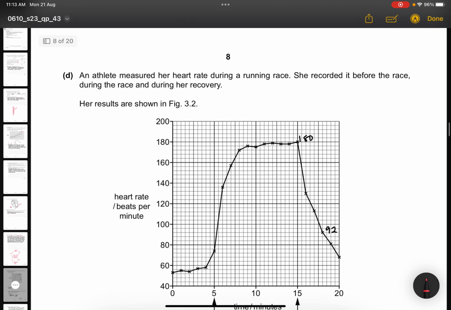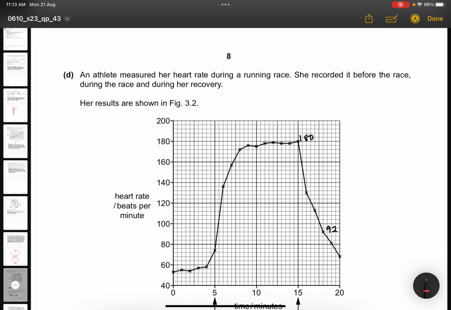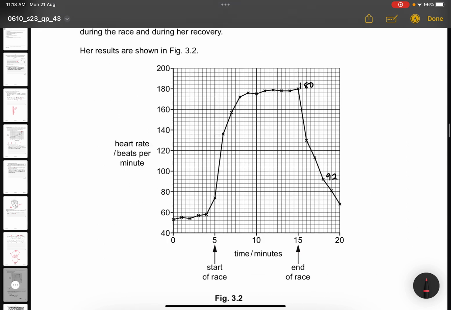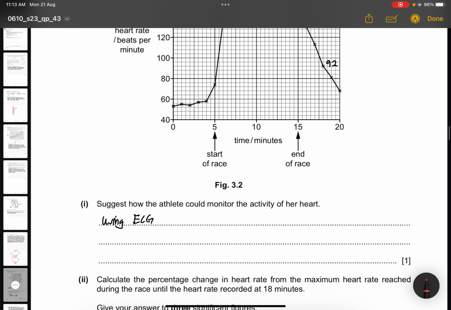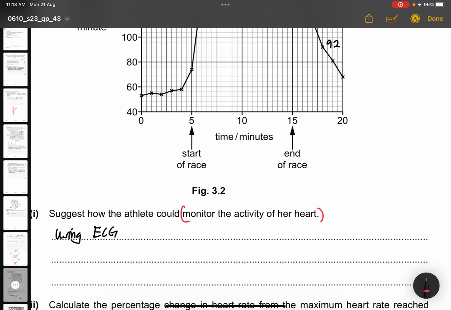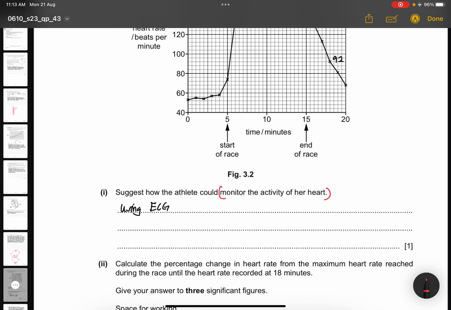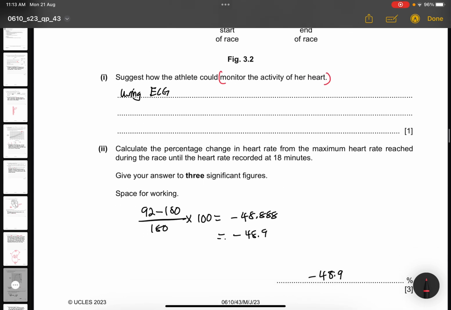Alright, part D. An athlete measured her heart rate during a running race. She recorded it before the race, during the race, and during her recovery. Her results are shown in figure 3.2. Part 1, suggest how the athlete could monitor the activity of the heart. There are lots of answers to this. This is just 1 mark. I would say using an ECG or a pulse rate monitor. Alright, that's pretty much the most basic thing that we learned from the syllabus.